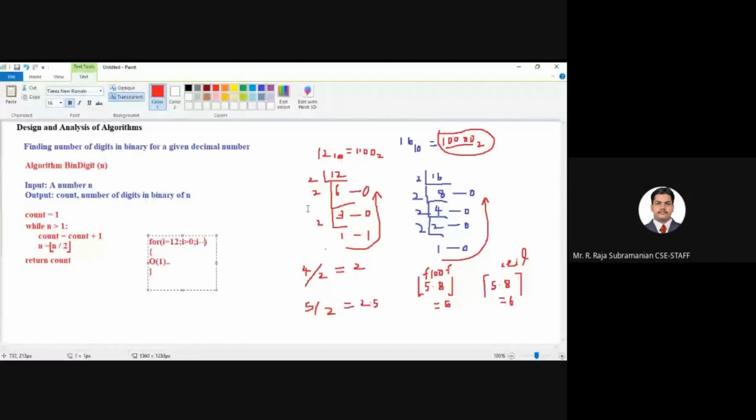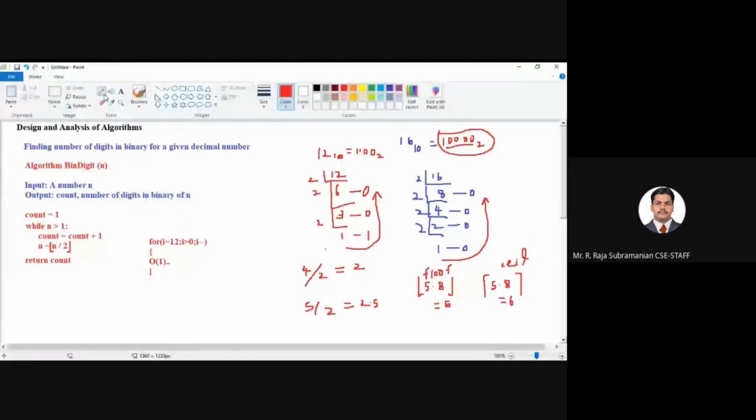So, it cannot iterate N times. N by 2? Come again? She said n by 2. Okay, if it is n by 2 also, for 12 by 2 it is 6, it should come 6 times, right? But it is only 3 times.